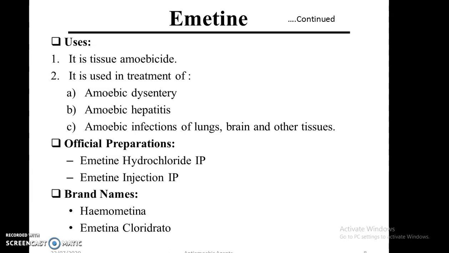Second use, emetine can be used in treatment of amoebic dysentery, hepatitis, amoebic infection of lungs, brain and other tissues. The official preparations of emetine are emetine hydrochloride IP and emetine injection IP. Emetine is known by the brand names Himematina and Emetina clorhidrato.